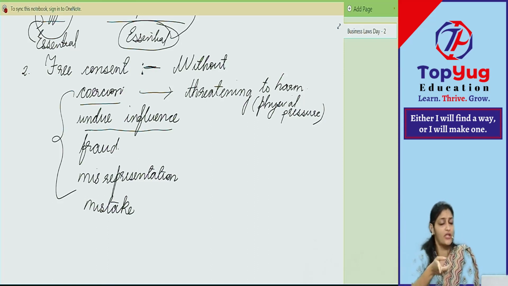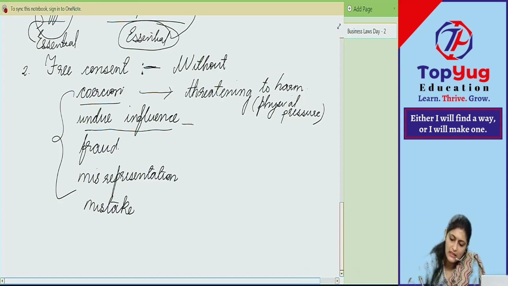Then also it is coercion. Why? Because the other person from whom we require the consent, that consent is not free. There is some physical pressure you are applying. Okay? Yes or no? Got this point? Coercion, everybody?